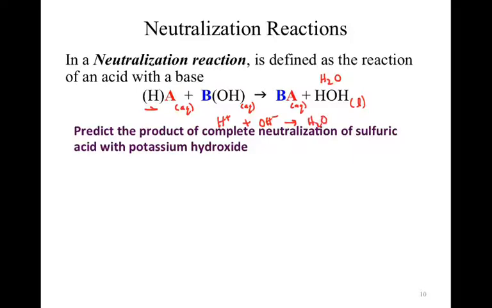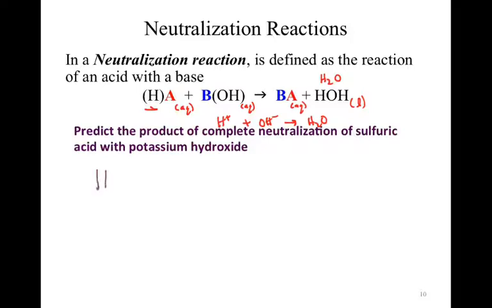Okay? So we are taking something that is reactive and charged, a positive and a negative, and we turn them into something that is neutral. Hence the neutralization reaction. Okay, so let's take a look at an example here real quickly. Let's predict the product of the complete neutralization of sulfuric acid with potassium hydroxide. You still need to be familiar with your nomenclature rules.